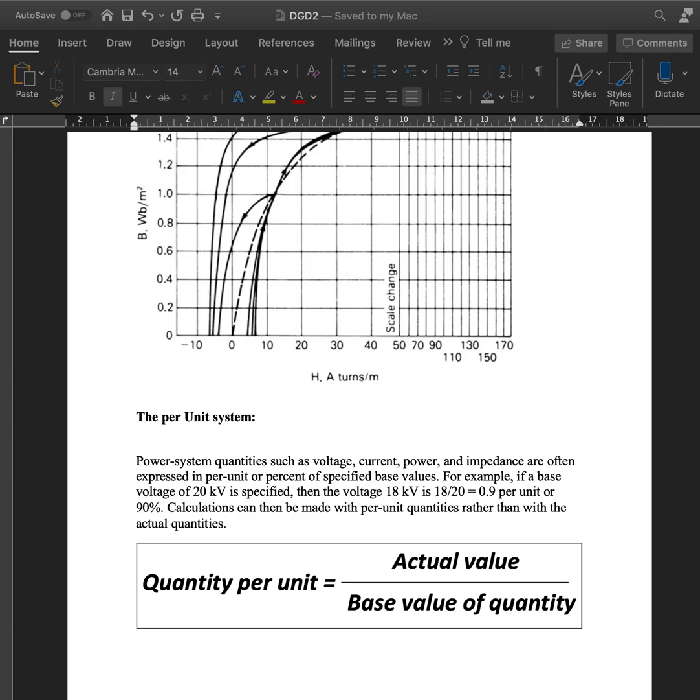Yeah, I guess just know the basics. It's just a large rush of current that happens when the first transformer is turned on. So let's not worry too much about that. Okay, now we look at the per unit system.